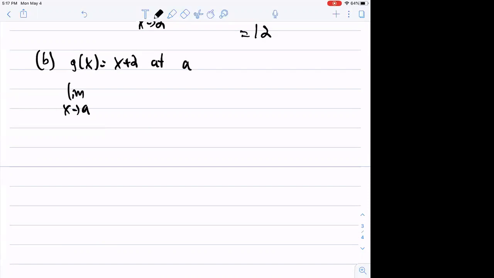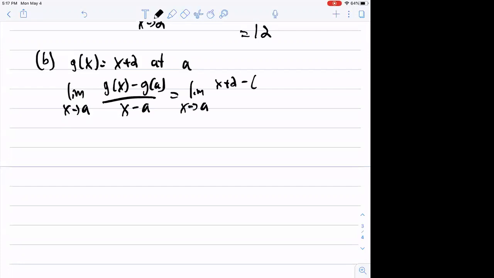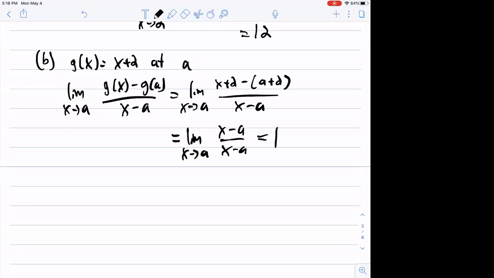So here, x goes to a, of g of x minus g of a over x minus a. So we should expect that a shouldn't matter in this case. So there's x plus 2 minus what? a plus 2 over x minus a. And sure enough, you get 1, right? Because you get x minus a over x minus a. Right, so the limit, our slope, is 1 for any a.